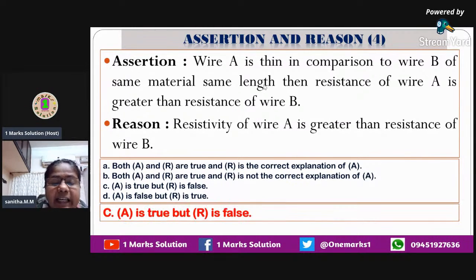So the reason is false, no doubt. Keep it in mind, children. Resistivity, or we can call it specific resistance, depends on the nature of the material. If the material is the same, resistivity will be the same. So which is the option here? A is true, but R is false. So the option is C. Now let us move on to the fifth question.